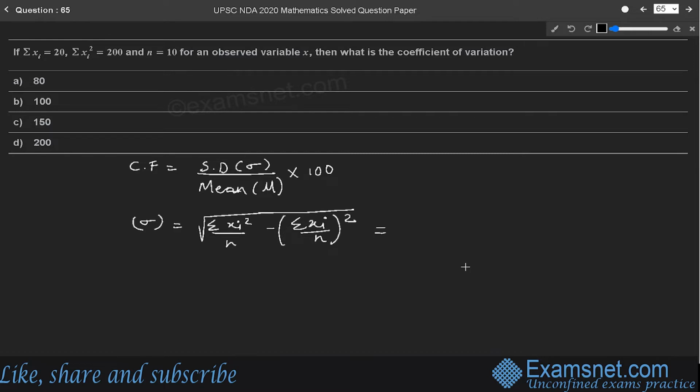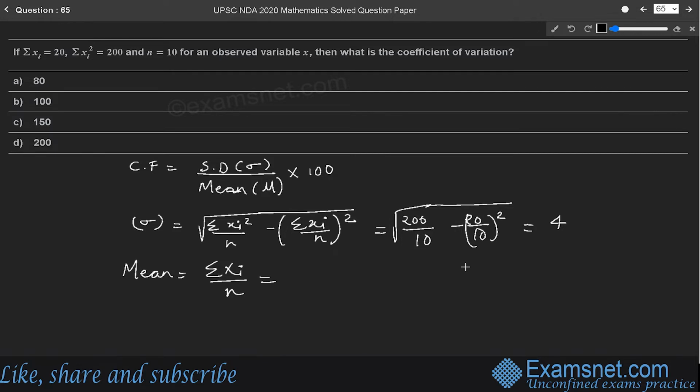So the value of sigma will be 200 upon 10 minus 20 upon 10 whole square, which gives 4. This is the value for sigma. Now let us find the mean. Mean will be equal to summation of xi upon n. So the summation of xi upon n is 20 upon 10, which is 2.